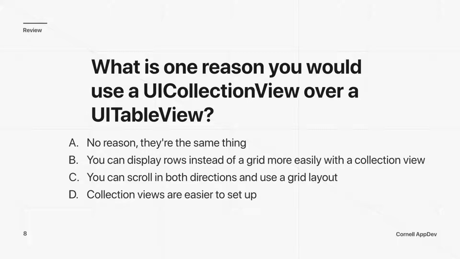Yeah. So the answer is C. You can scroll in both directions, so vertically or horizontally, and use a grid layout like the photos or camera roll. If we look at the other answers, A is not right, but B, you can display rows instead of a grid more easily with a collection view. If we think about it, a table will just default to rows, so it's probably easier with a table view. And then D, collection views are easier to set up, is also not necessarily true because of the weird sizing constraints we have to put, or you can consider them equivalent in easiness of being set up.